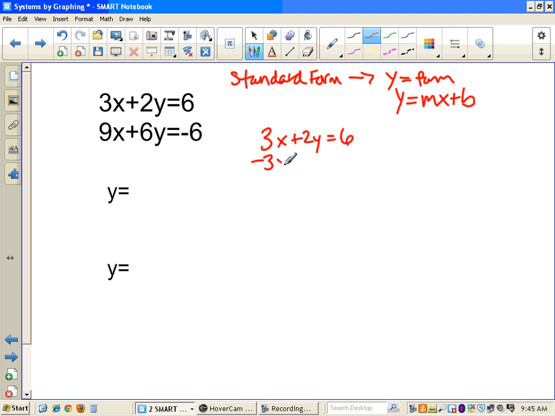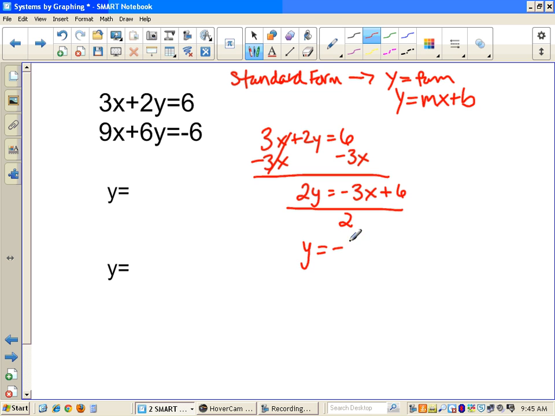So I'm going to subtract 3x from both sides. Cancels there. I have 2y is equal to negative 3x plus 6. Just wrote those next to each other. Divide everything by 2. Y is equal to negative 3 over 2x, because 3 over 2, right? And then 6 divided by 2 would be plus 3. So my first equation is y equals negative 3 over 2x plus 3.